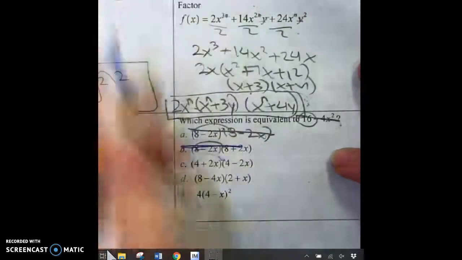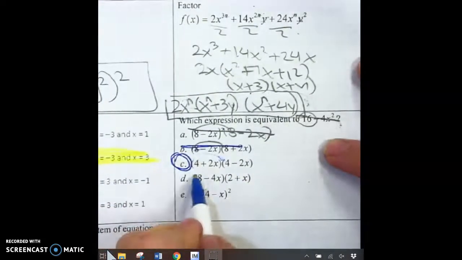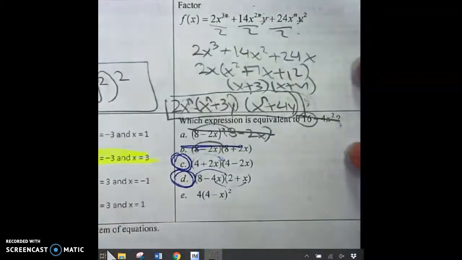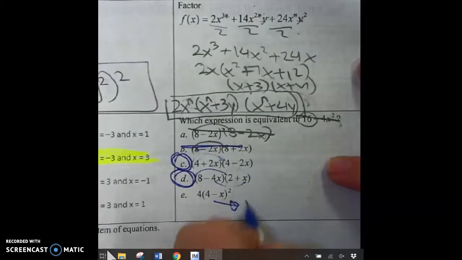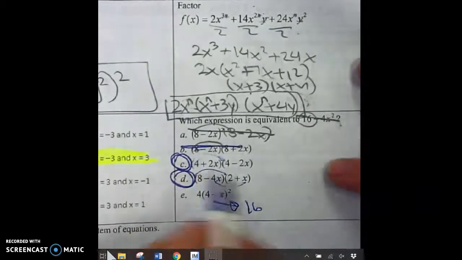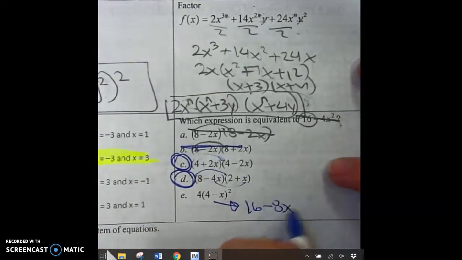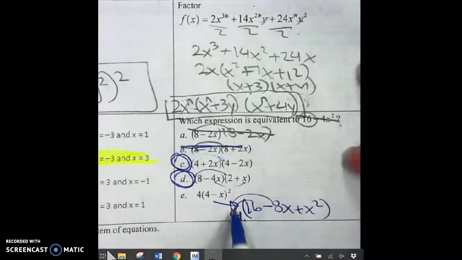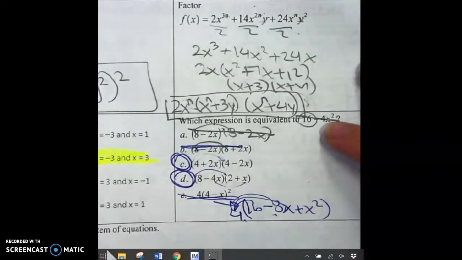Okay, find a pen that works. And this is 16 minus 4x squared, so that works. And then if I boxed this out, this would be 16 minus 8x plus x squared times 4. And there is no x, so that one's out, so it's just C and D.